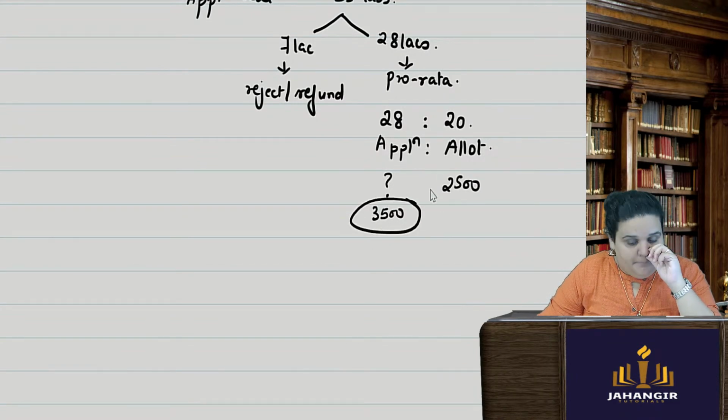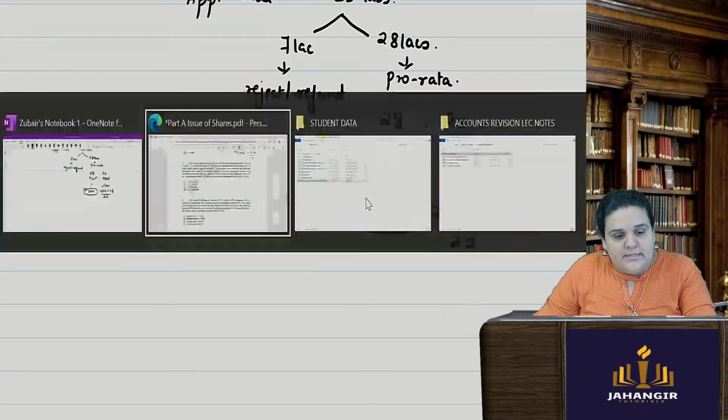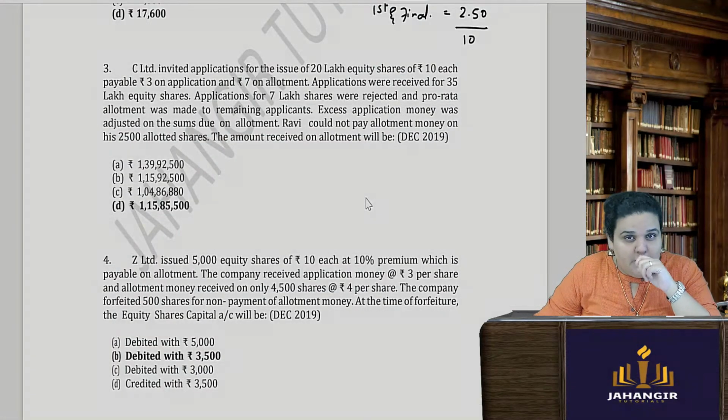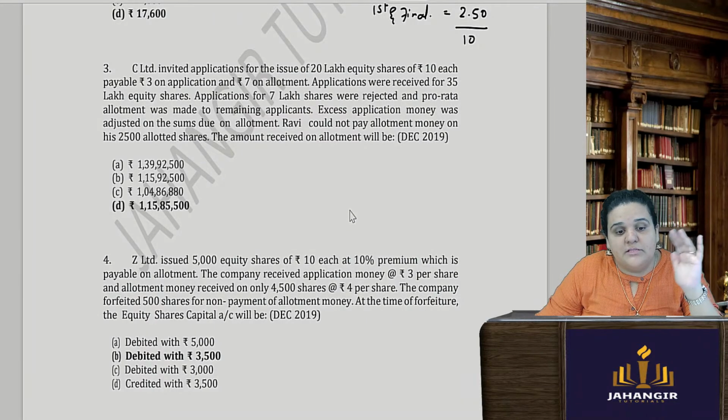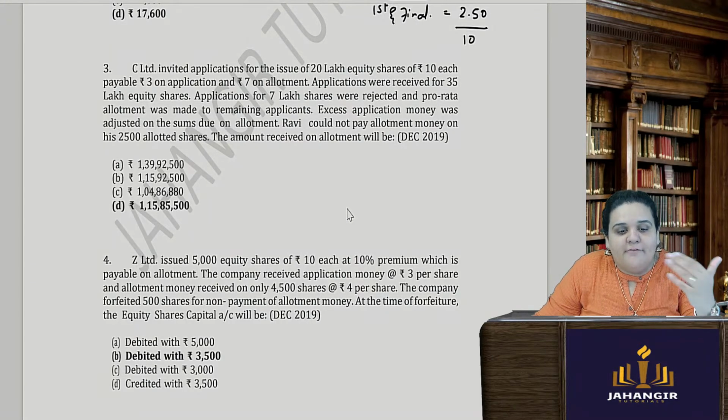Cross multiply. 2,500 into 28 divided by 20. He must have applied for 3,500 shares. The question they are asking me is, the amount received on allotment will be. Why are they asking me? Because there is also a lot of rejection happening. Excess money on application is then adjusted with the allotment. Also, for 2,500 shares I have not received my allotment money.